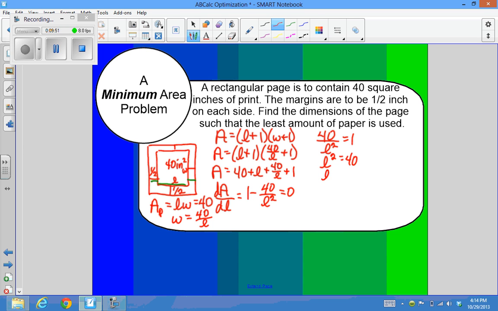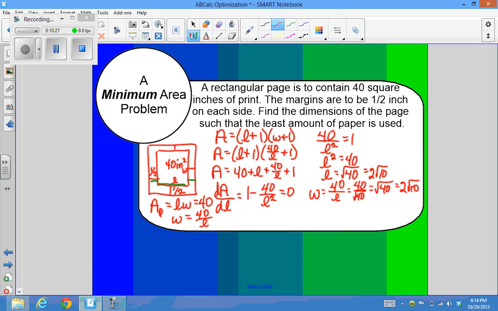And so L equals, technically, plus or minus the square root of 40, but that doesn't make any sense because you can't have negative length. So we'll go with the positive square root of 40, which is really 2 square root of 10. Okay. Well, if I put that back into my W equals 40 over L, that's 40 over the square root of 40, which is also the square root of 40, which is 2 square root of 10.